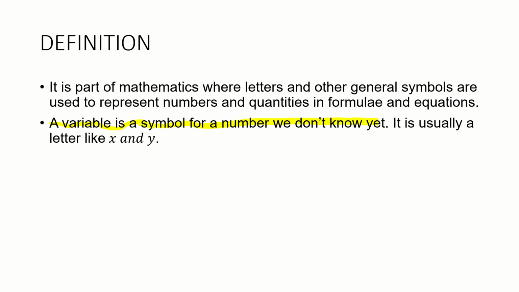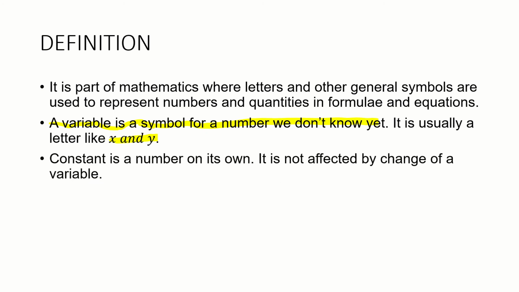A variable is usually a letter like X and Y, and it is simply a symbol for a number we do not know yet. That's what a variable is. It is usually a letter like X or Y. It can be M at times, it can be K in most cases, all right?